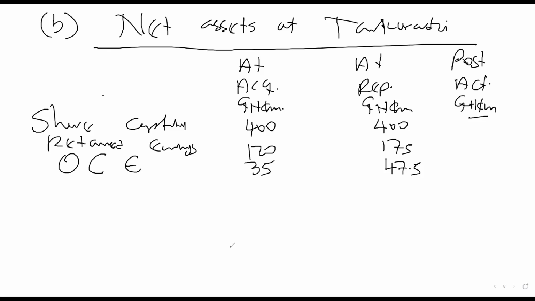That is correct. Now get me the post-acquisition changes. 75 minus 120. Answer: 55. 47.5 minus 35. Answer: 12.5. Good. Then you continue the reading.